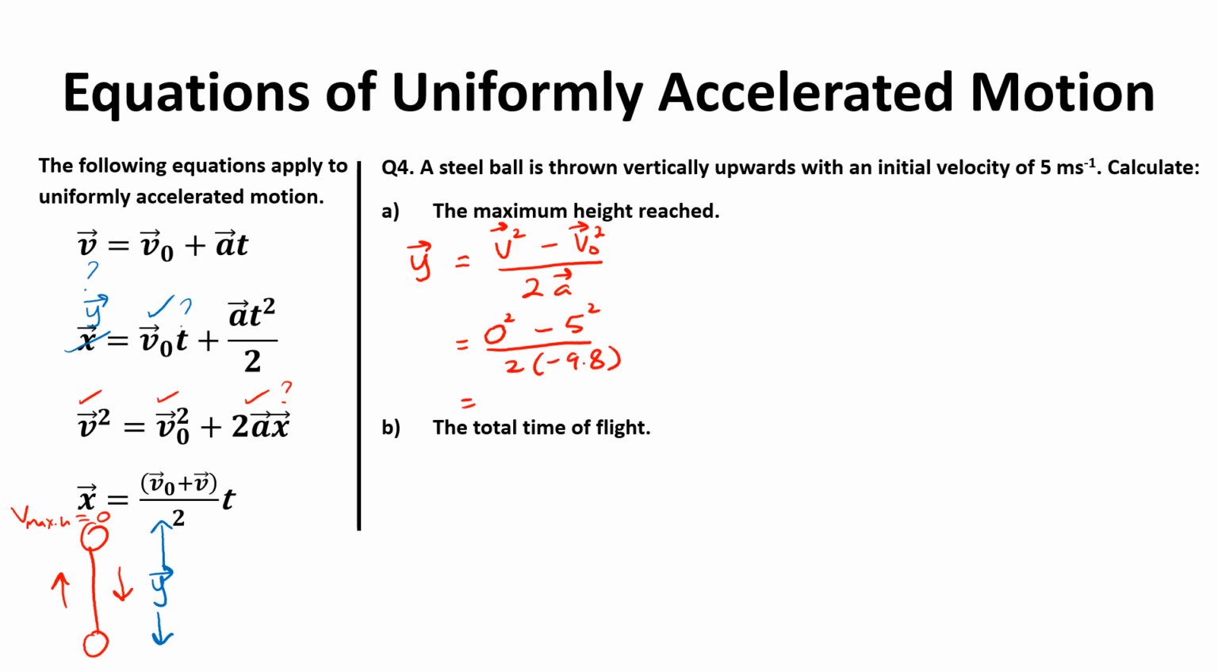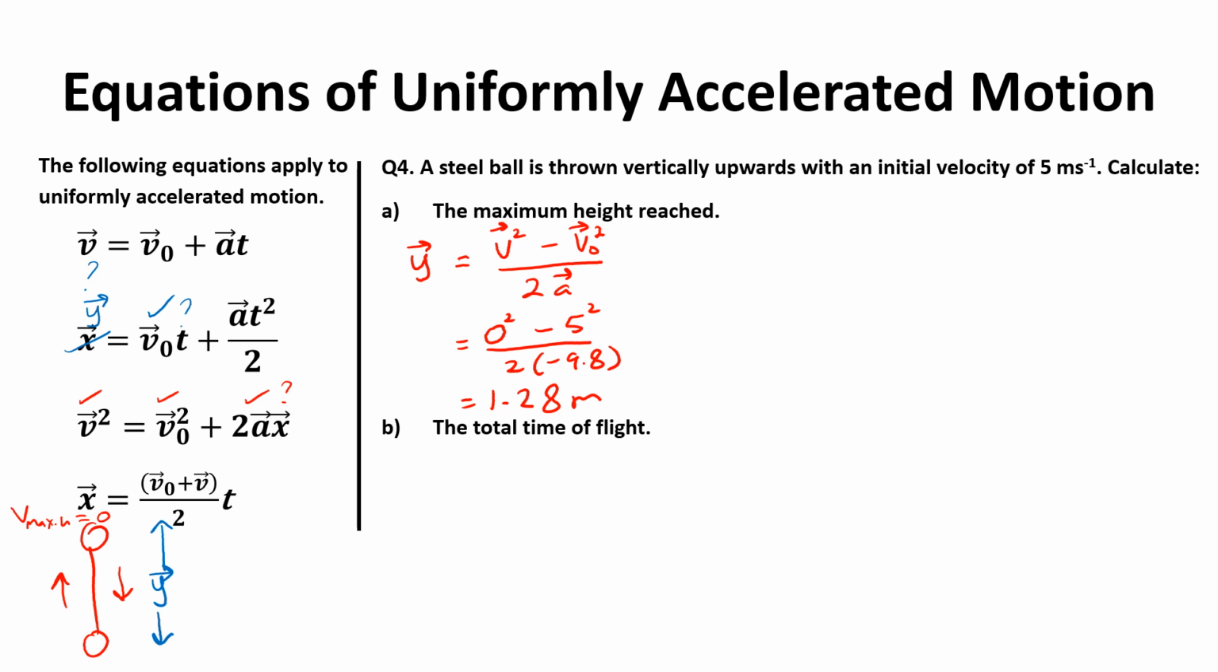And now we can just use the calculator and determine the value of the maximum height. And the answer is 1 point... So I'm just gonna round the answer to 2 decimal places. So I got here 1.2755. So this equals 1.28 meters. Don't forget the units. So the unit of the maximum height would be in meters.